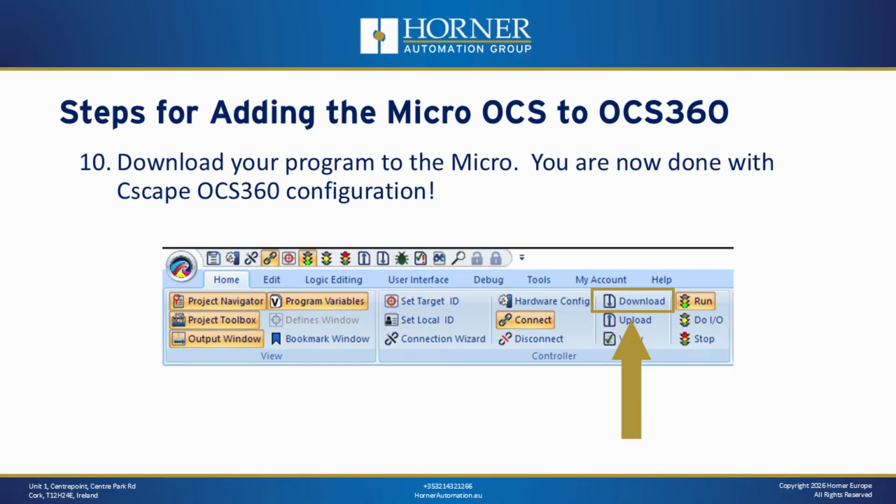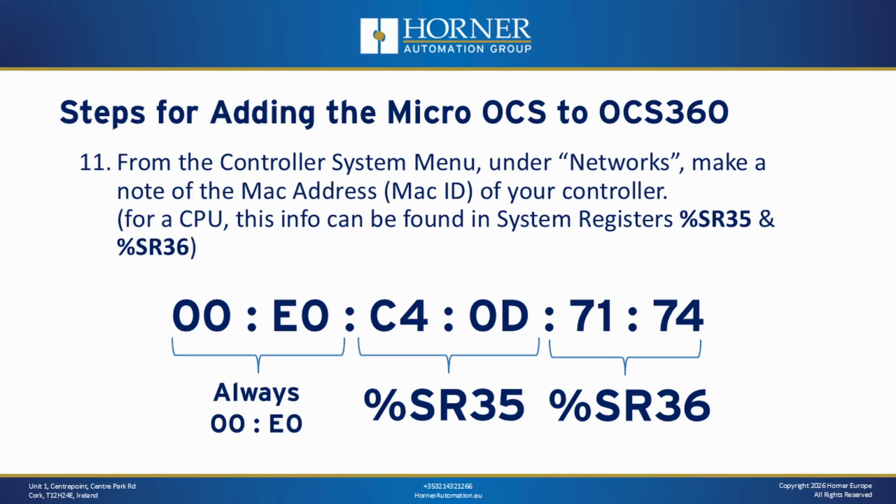With that finished, we can now download the program to our controller. Once it's complete, you can close Cscape and move over to the controller. From the controller system menu, under Networks, make a note of the MAC address of your controller. If you're using a CPU 200 or 250, this information can be found in System Registers 35 and 36.